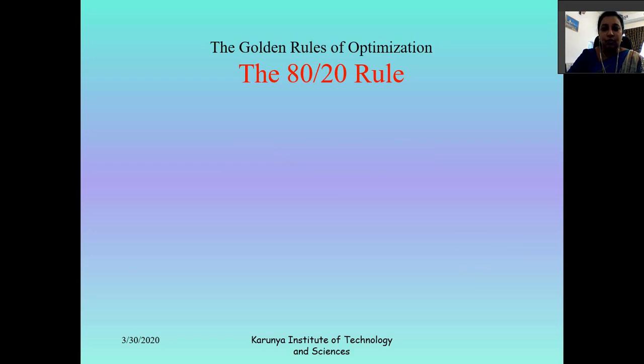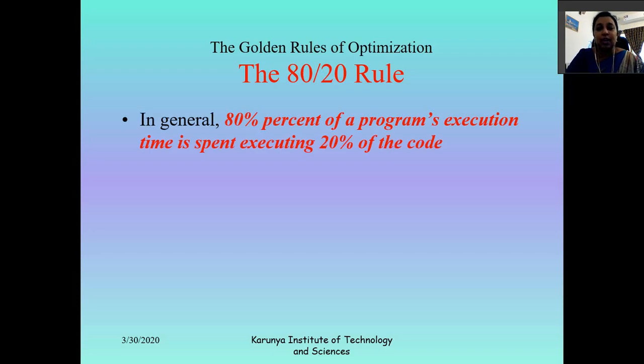The golden rules of optimization come from studies that analyzed the execution time of a program based on various instructions, and they tell us the time required for executing a certain set of instructions. If we could concentrate on those instructions, then the execution time of the program can be reduced to a larger extent. The first rule is the 80-20 rule. 80% of the program's execution time is spent mostly on 20% of the code and not the overall code.